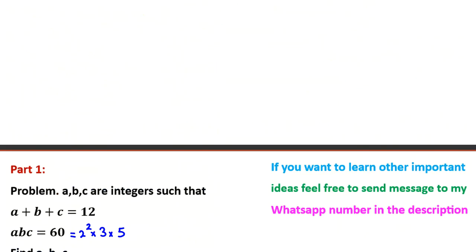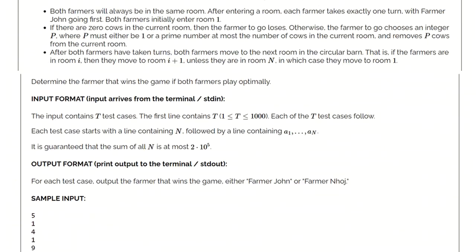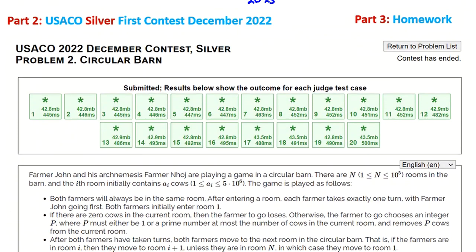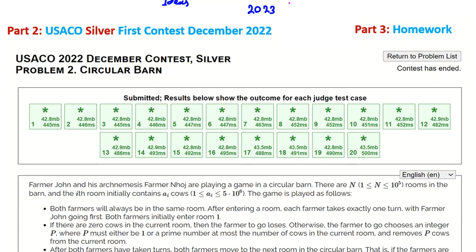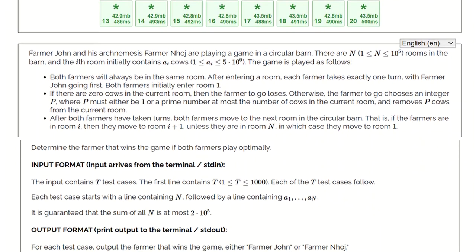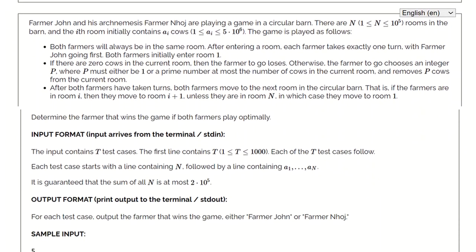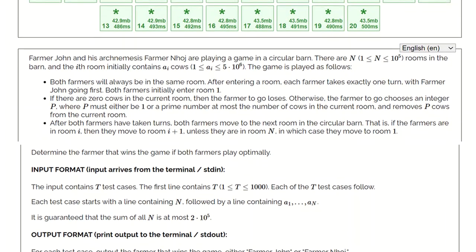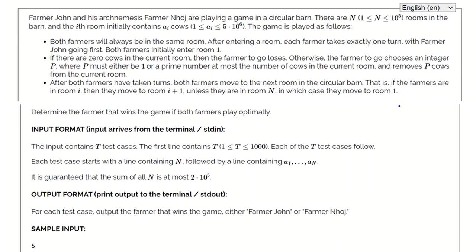Now, let's try this part in part 2. Let's try this USACO problem. Read the problem first completely. It is a game problem. Let me tell you, we have 4 ideas in game strategies problems, and we will use 1 or 2 of them. 90% of the problems can be solved with one of these 2 things.